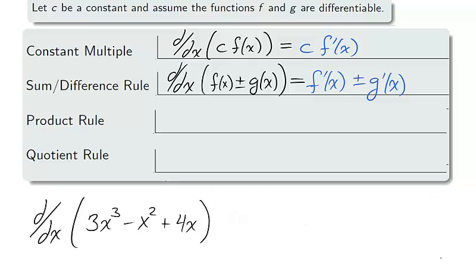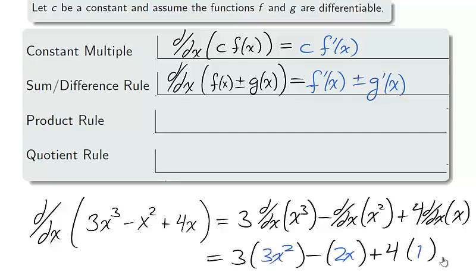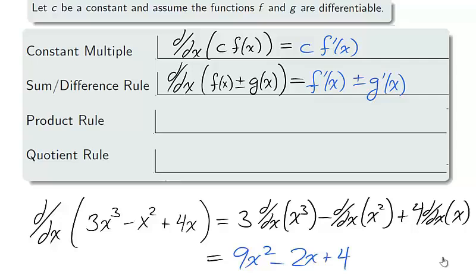We can combine our sum and difference and constant multiple rules to find the derivatives of polynomials. Take, for example, this polynomial. We can split the derivative using both the constant multiple and the sum and difference rules. And we can finish calculating our derivative using the power rule. Cleaning up our equation, we find 9x squared minus 2x plus 4.